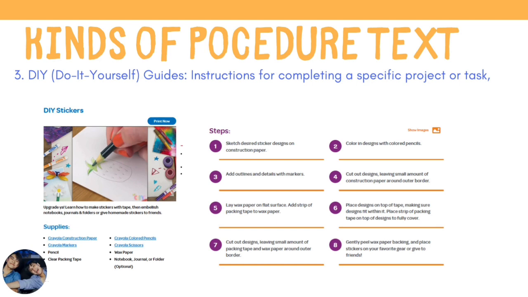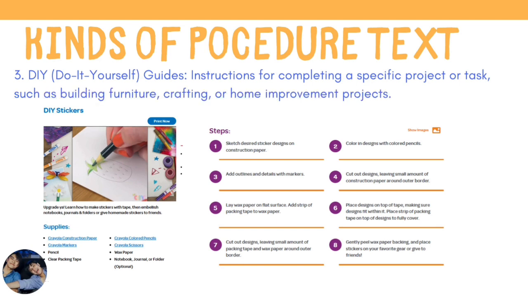Okay, next kind, this one is also common. This is the DIY, or known as do-it-yourself guides. So this one is the instructions for completing a specific project or task such as building furniture, crafting, or home improvement projects. Jadi kalau yang ini itu DIY begitu ya teman-teman ya, bagaimana cara membuat misalnya gelang, how to make a DIY pencil case, ya itu juga termasuk procedure.